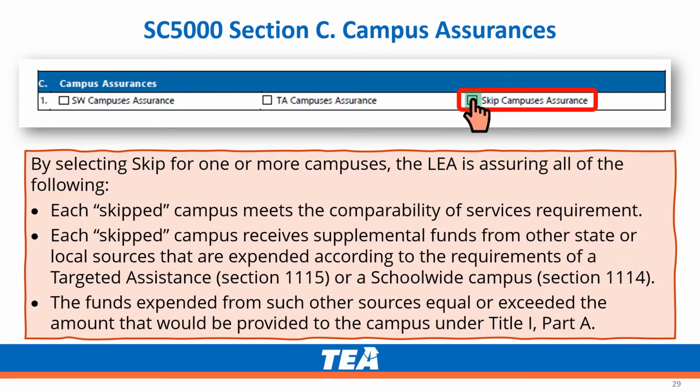By selecting SCIP for one or more campuses, the LEA is assuring all of the following. Each skipped campus meets the comparability of services requirement. Each skipped campus receives supplemental funds from other state or local sources that are expended according to the requirements of a targeted assistance or school-wide campus. The funds expended from such other sources equal or exceeded the amount that would be provided to the campus under Title I, Part A.